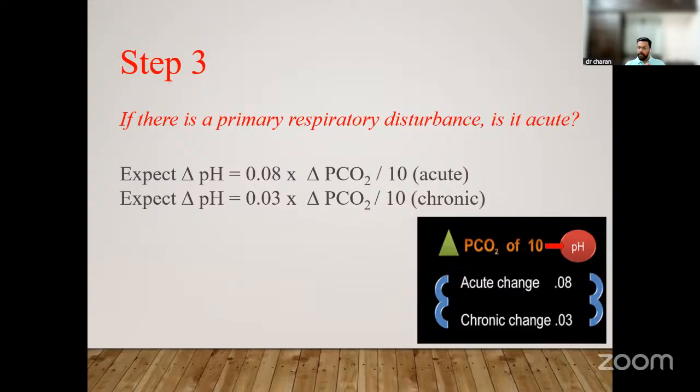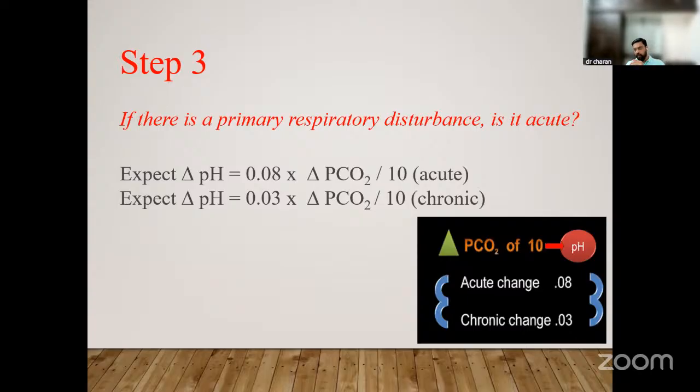If it is a metabolic problem, acuteness is not a major issue. There's no major difference between acute and chronic. But if it is a respiratory issue, then we need to know whether it is acute or chronic. As we have told you earlier, the kidney tries to compensate for the respiratory problem. But again, the kidney needs some time. If it is an acute problem, it cannot conserve or excrete bicarbonate immediately. So it is difficult for the compensation to happen in the acute phase. So definitely the pH will be very decompensated.